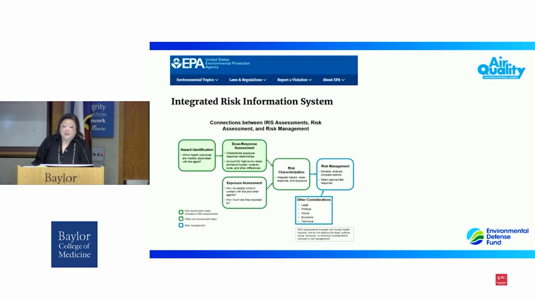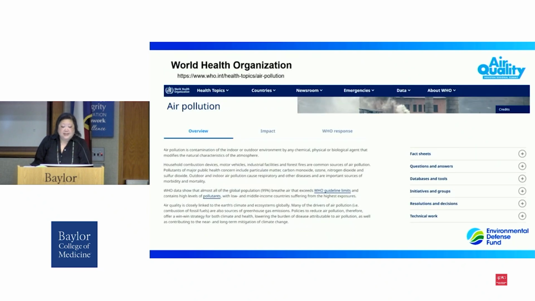We have the IRIS system, which is for developing risk assessments and how you use the information that you've been gathering, or the state or the county has been gathering, to look at risk for communities. The World Health Organization has fact sheets and all these other incredible tools, including the IARC, the International Agency for Research on Cancer, which produces literature reviews for different air pollutants and their cancer risk.